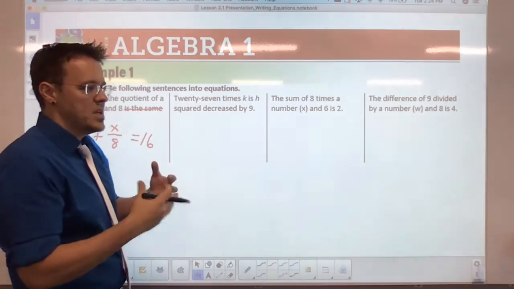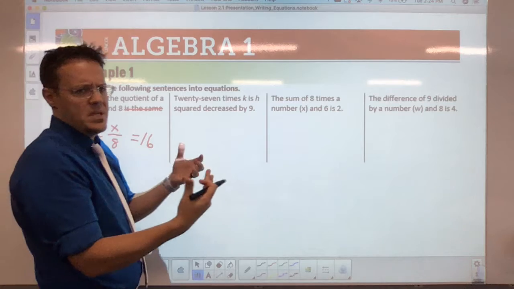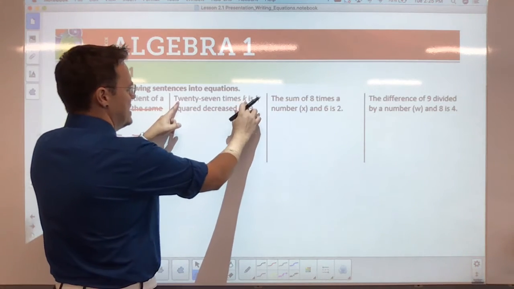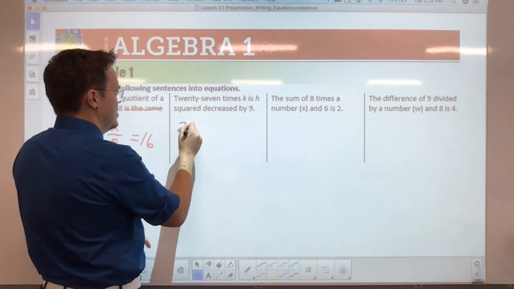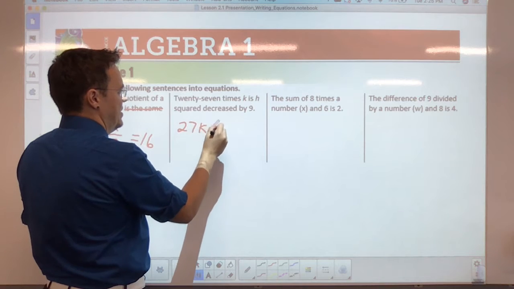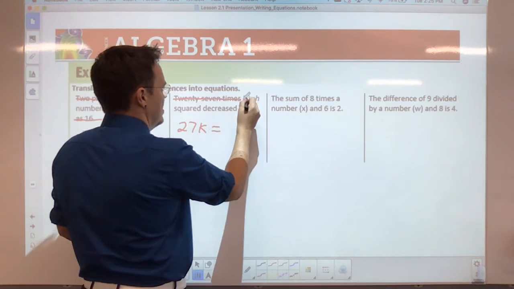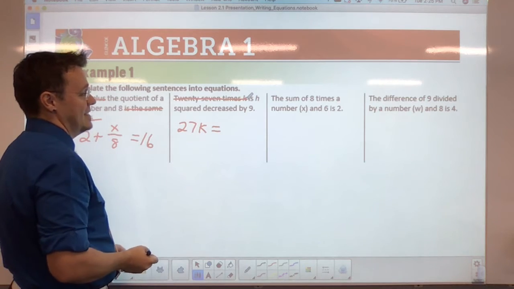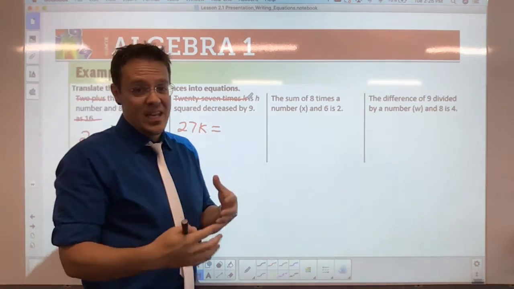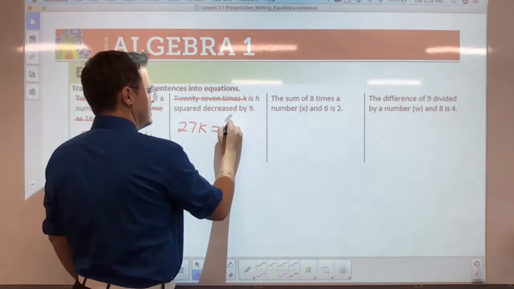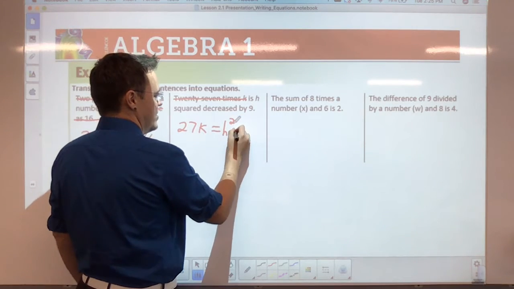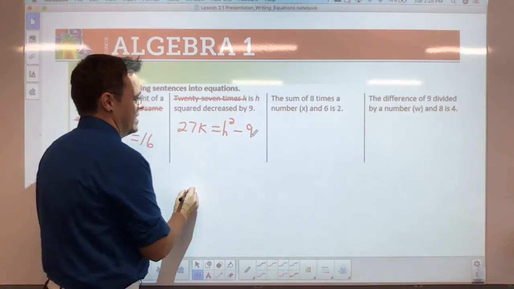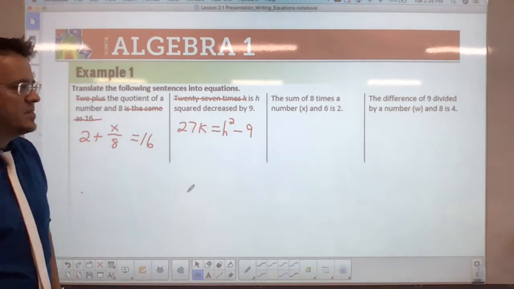Okay, so please make sure you just read it, take it in piece by piece, right? All right, 27 times k is, well, that's 27 times k is, ooh, that was hard, all right? H squared decreased by 9. Okay, h squared decreased by 9. Simple enough, okay?